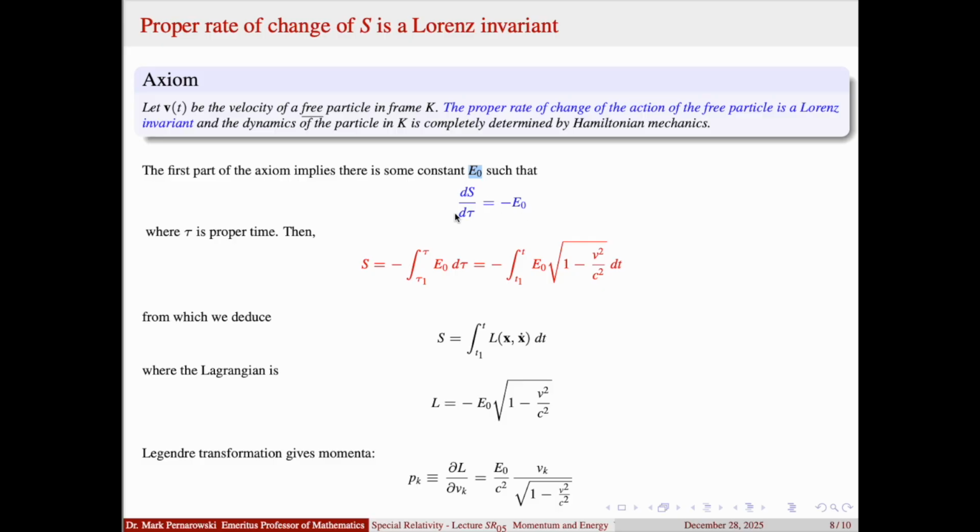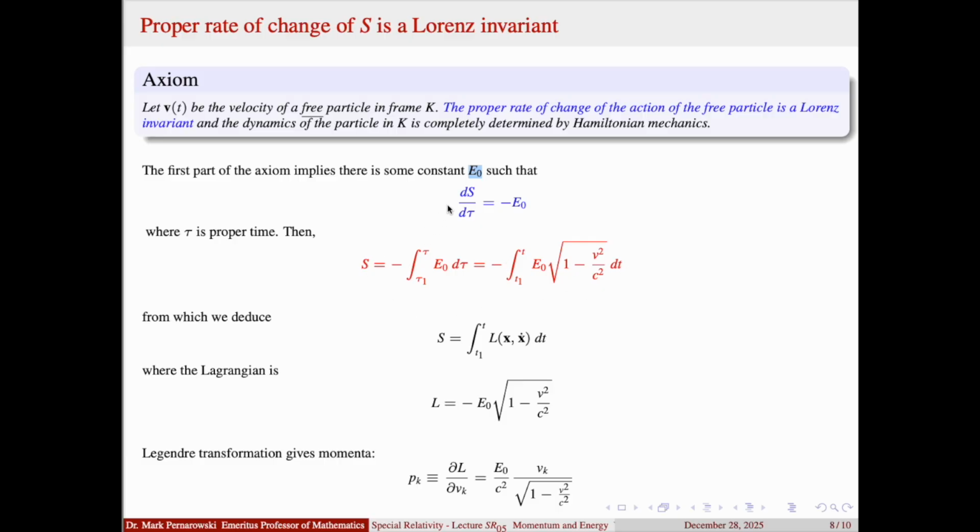Well, this is the simplest differential equation possible. If this is true, then I can integrate both sides in tau to get S. So S must be minus the integral from tau 1 to a variable tau of the constant E naught d tau. Well, if you go back to the definition of proper time, I can do a substitution and replace tau's with t's. And when I do that substitution in the integral, you get this expression here.